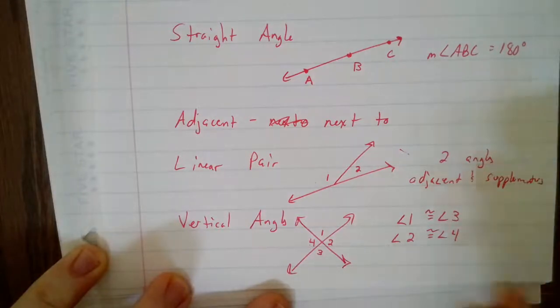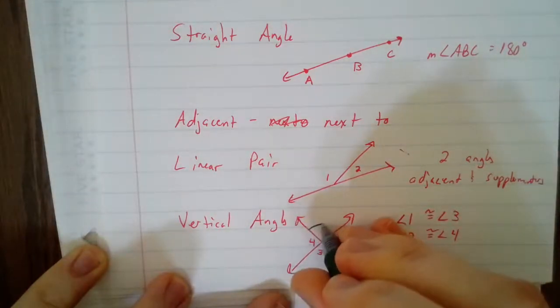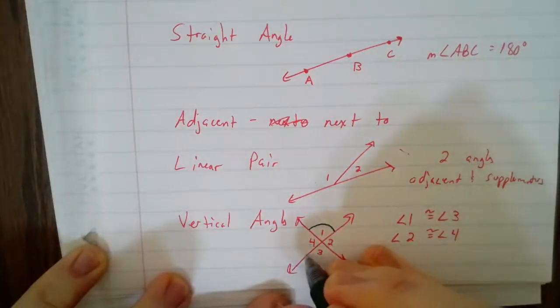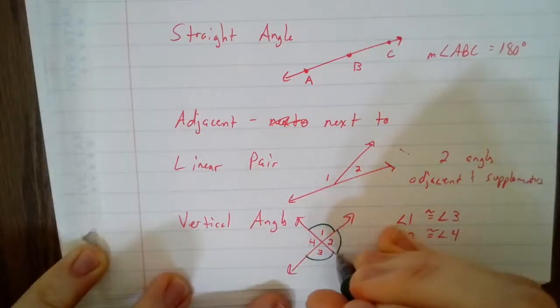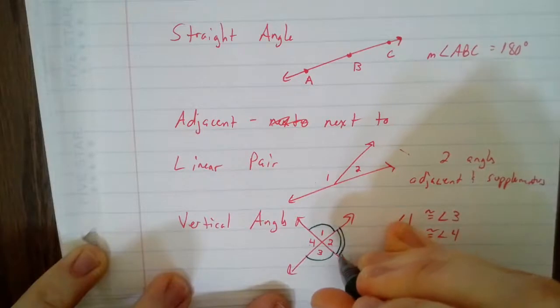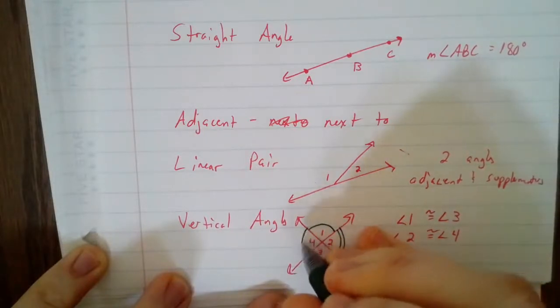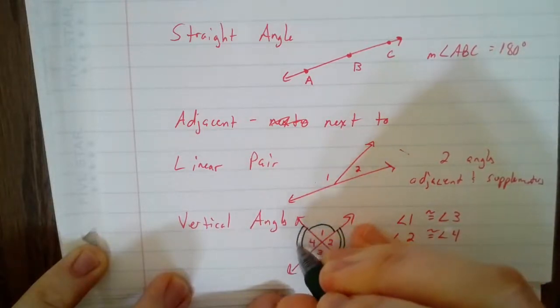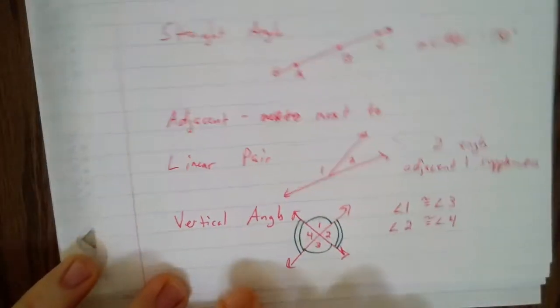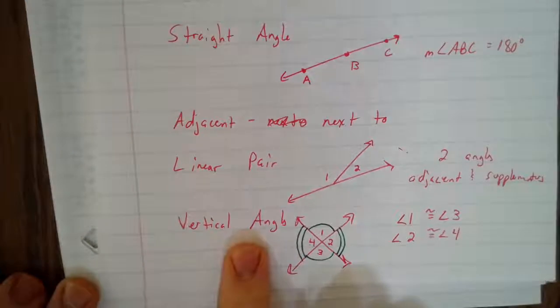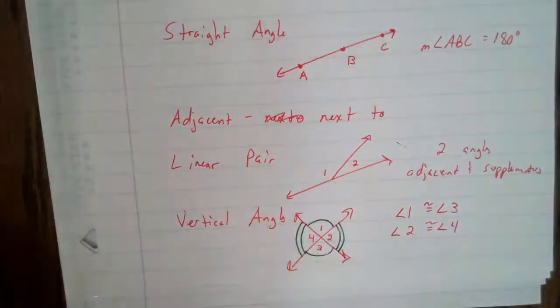We mark this on our picture using these lines, these arc lines. So there's angle 1, and it's congruent to angle 3. Here's angle 2. It has two lines, and it's congruent to angle 4, which also has two lines. Okay, so that's how we mark it in a picture. So there's vertical angles. These are some things you should be familiar with, again, as we're building our vocabulary early on in geometry.